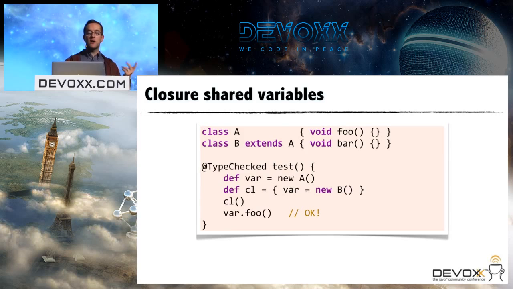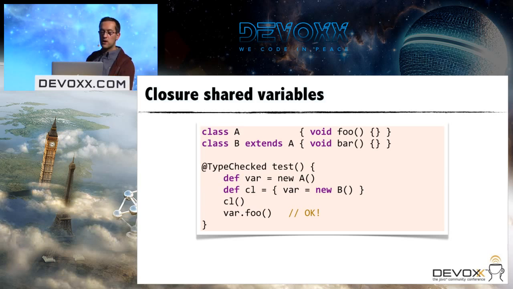But for the case where you have something like class A and class B, which extends A, in the test method I'm assigning an instance of A, then the closure might put an instance of B. B is also an A, so you can call all the methods of A because that's the lowest upper bound of those two classes. So it's going to just work.